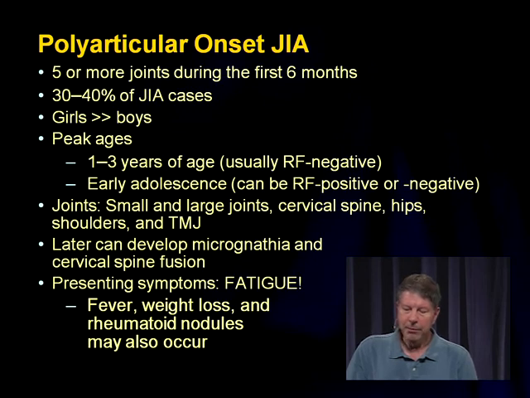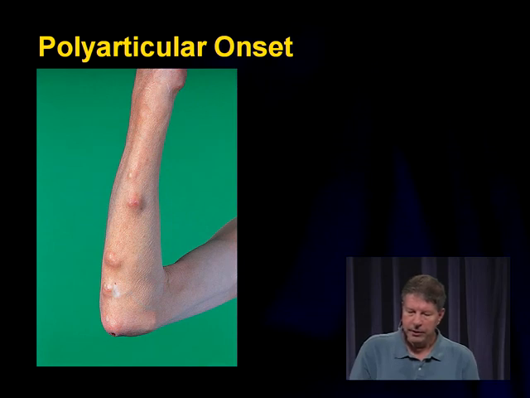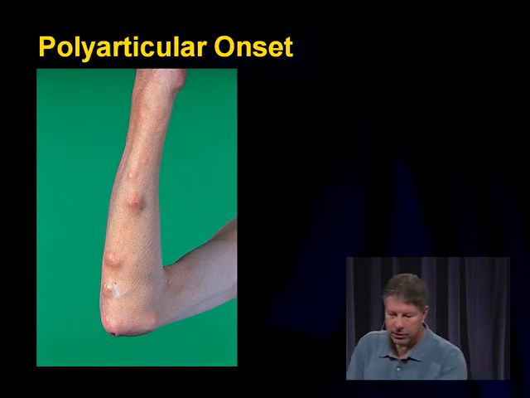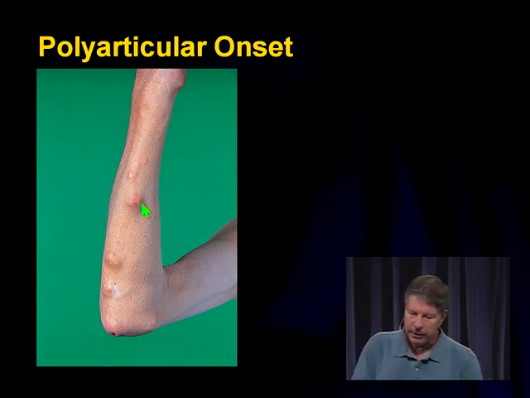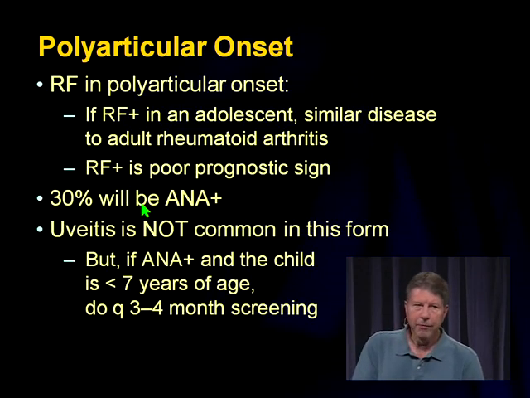The presenting symptom commonly in these girls is going to be fatigue. They'll come in just tired. Now, with this one, you can have fever, and weight loss and rheumatoid nodules may also occur. Okay, so the fever can occur with this one. There's many more joints involved. There's much more of a systemic type presentation. So this is obviously an old person, but this is what the nodules can look like. Rheumatoid. All right. So the rheumatoid factors in the polyarticular onset.